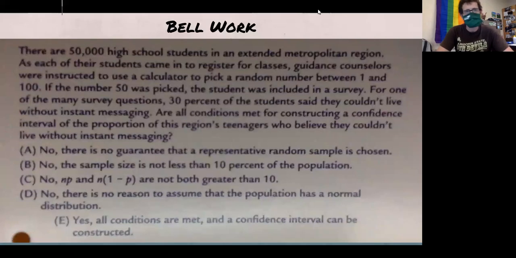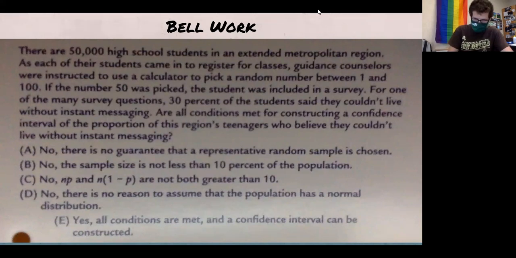With this one, the answer is E. We have actually met all conditions. And the way that we can kind of reason through this, there are three conditions that need to be met in order to make a confidence interval an appropriate thing to do.